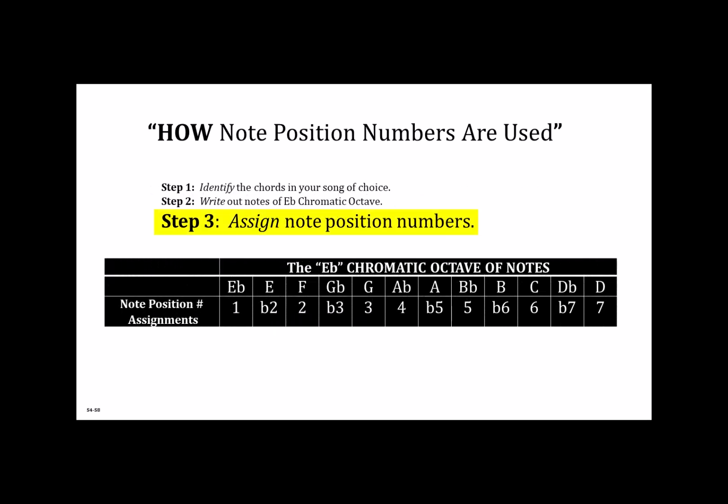For step 3 in this process, we can see the note position number assignments for this E flat chromatic octave of notes. Notice that all we have to do, if using a table format like this one, is to begin note position number assignments on the first note letter and continue uninterrupted. Thus, these note position number assignments are unique only to the E flat octave of notes, as they are unique to any other chromatic octave of notes. So using a simple table like this can help us just keep things nice, neat, and aligned.